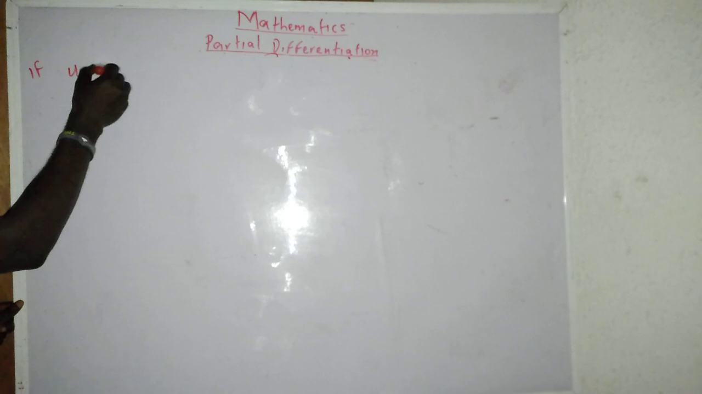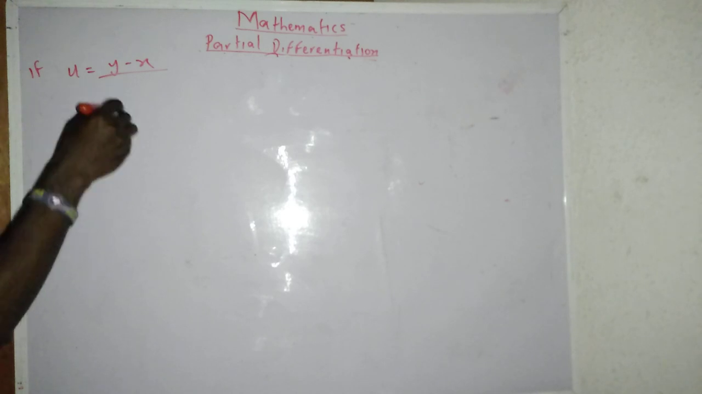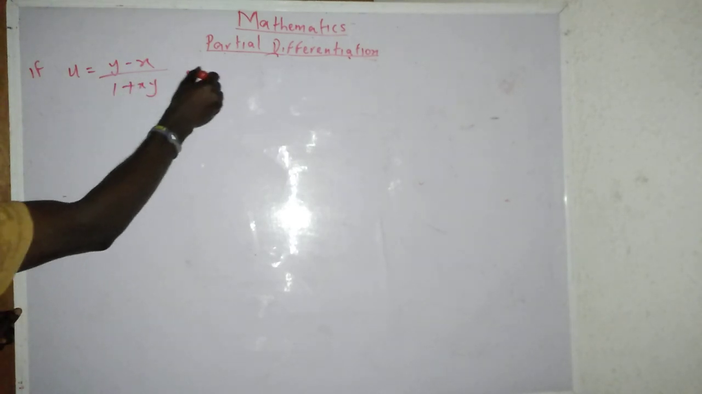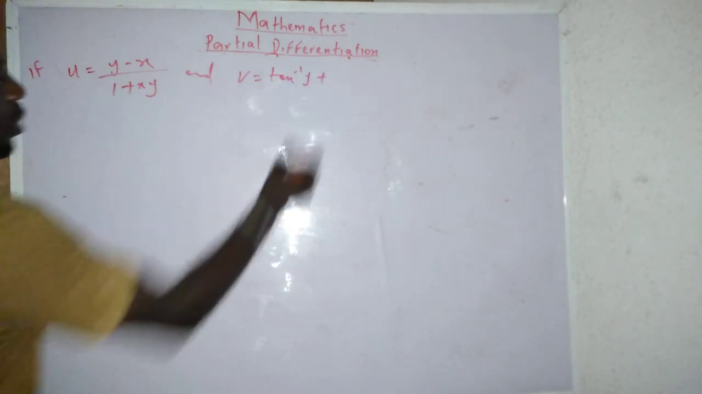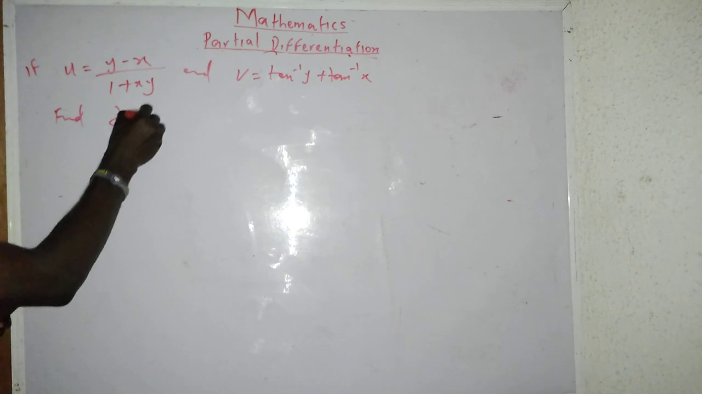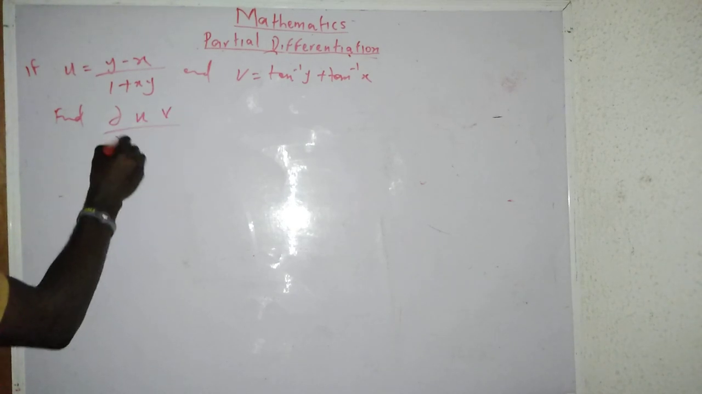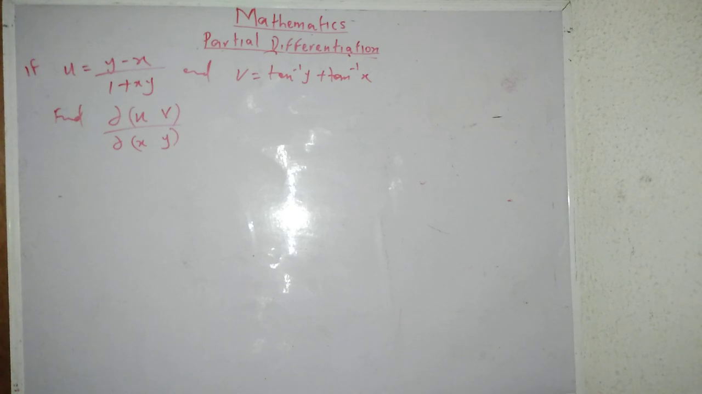Drop your comment after. If I have u equals y minus x all over 1 plus xy, and v equals tan inverse of y plus tan inverse of x, now obtain the Jacobian. Just find the partial of u and v with respect to x and y. Just try this. And also on the Wronskian, please just find this.